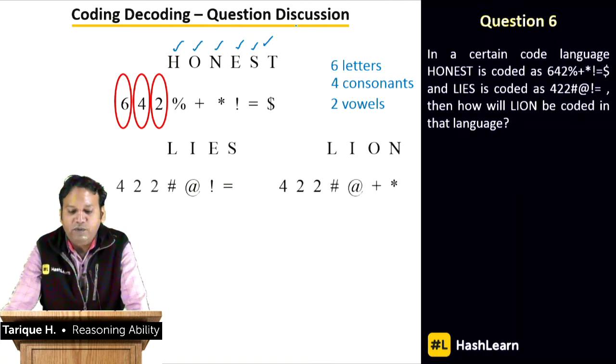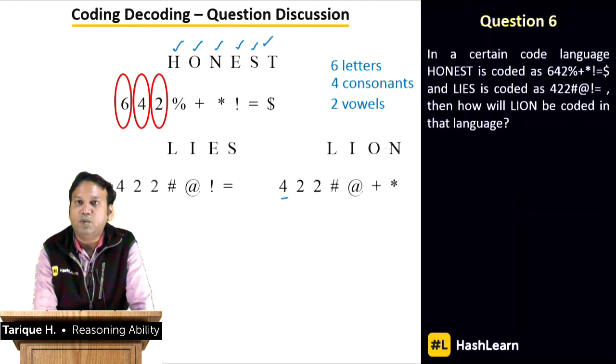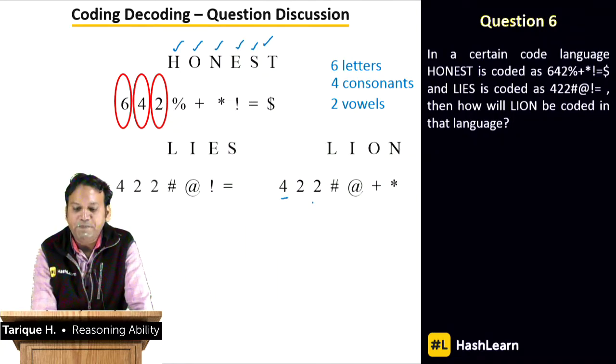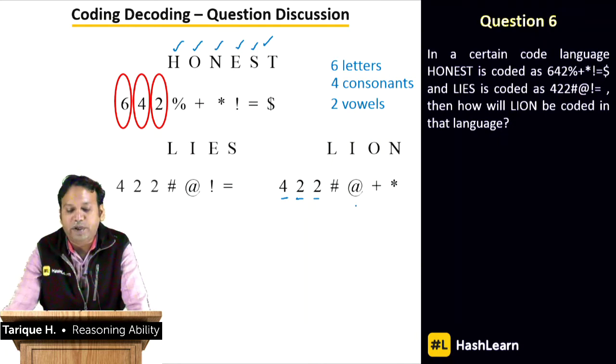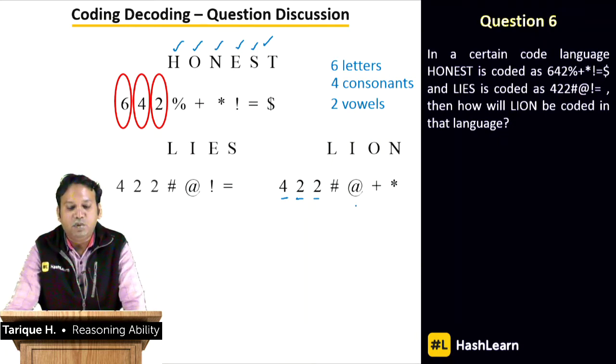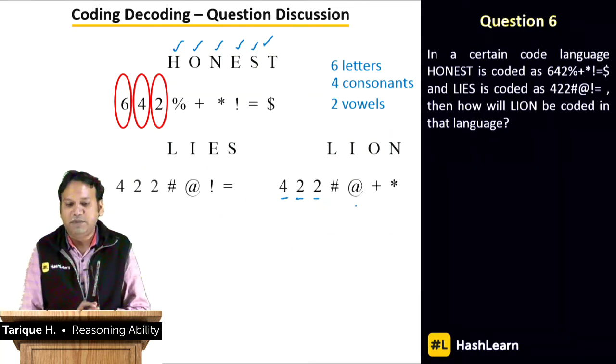So in lion, we get 4 letters, 1, 2, 3, 4. There are 4 letters in the word lion. 2 consonants are there, 2 vowels are there, and the remaining is substitution coding. So the right answer would be 422 hash at plus and star. That is the answer for question number 6.